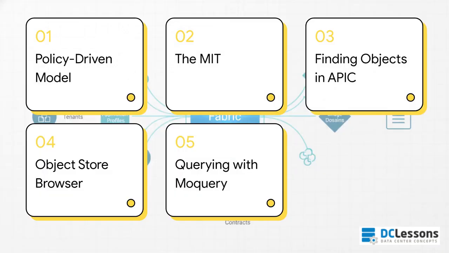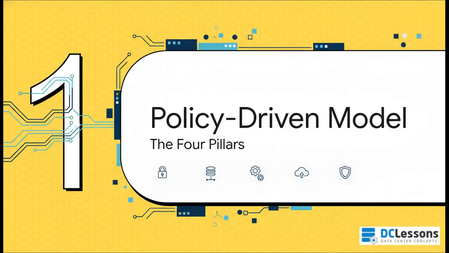So here's what we're going to cover. We'll start with the big picture, the policy model itself. Then we'll dive into something called the Management Information Tree, or MIT. After that, we'll get practical and look at how to find objects in the APIC, use the object store browser, and even query things from the command line with MoQuery. All right, first stop, ACI's policy-driven model.